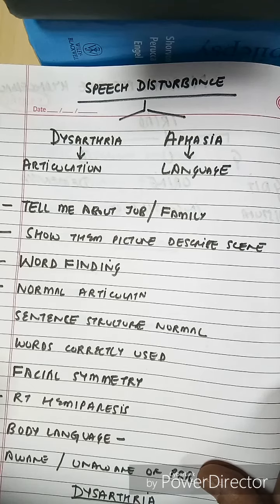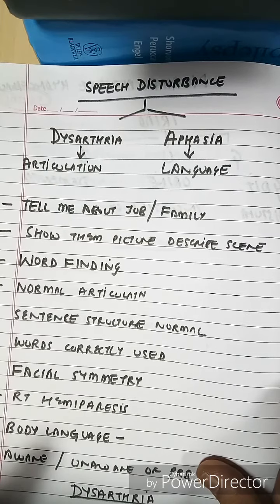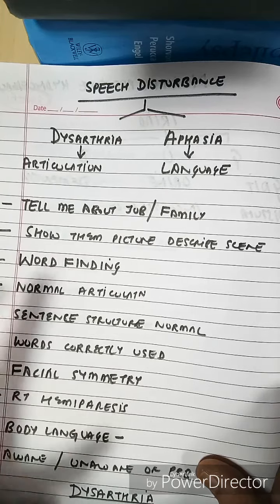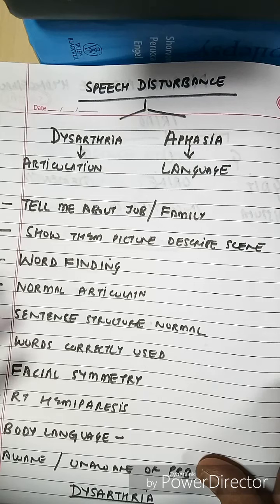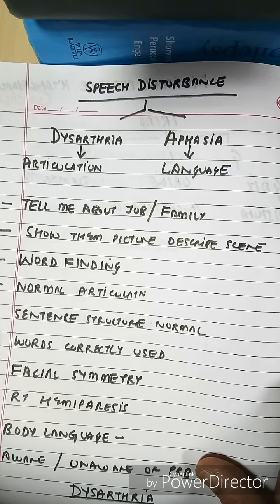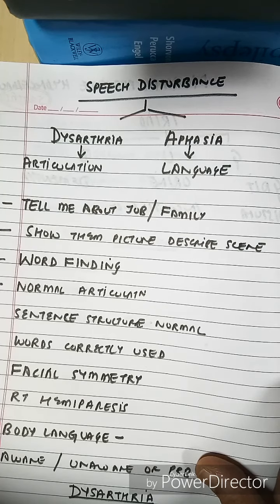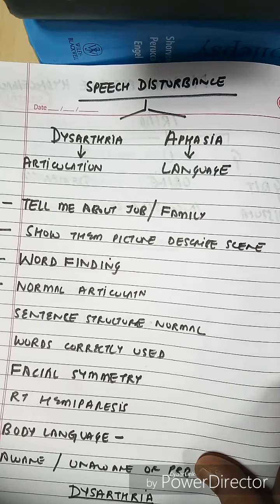Whenever you are testing speech in a patient, never ask questions which give answers like yes or no. Always ask questions which give you descriptive answers, like: tell me about your job, or tell me about your family. In this answer, the patient will try to answer in 4 to 5 sentences. That will give you some cue about what is the problem with the language of the patient. Is he having an articulation problem or is he having a language problem?